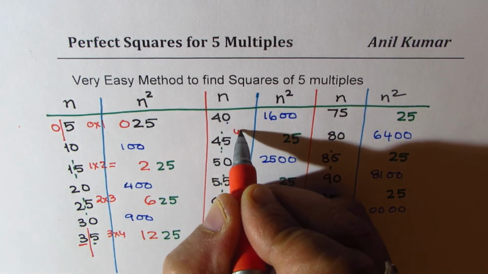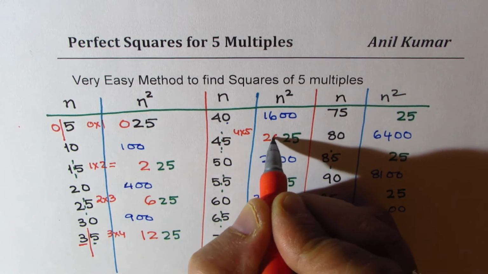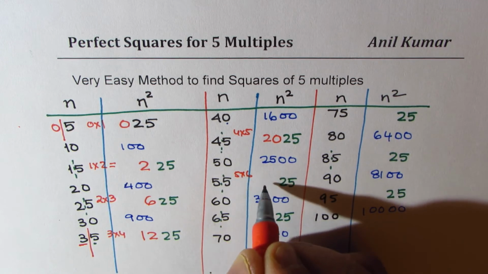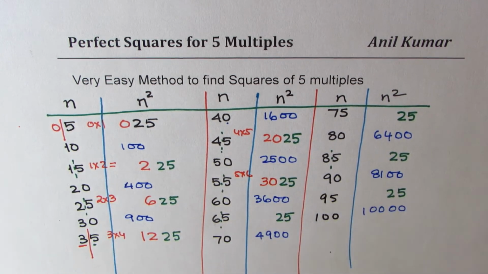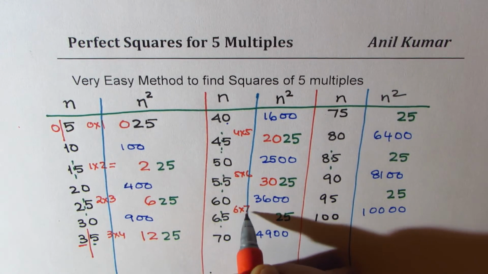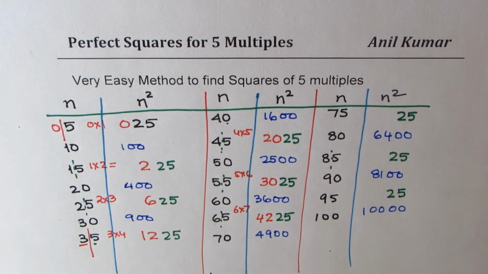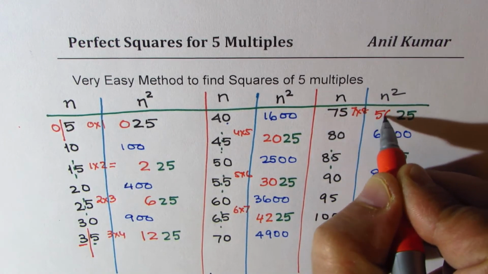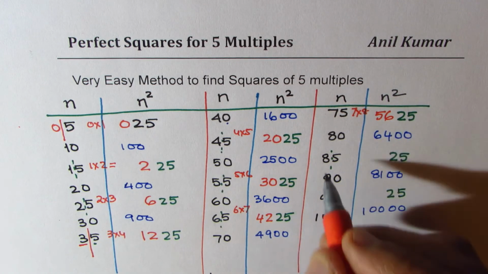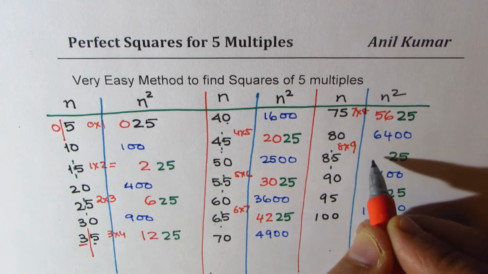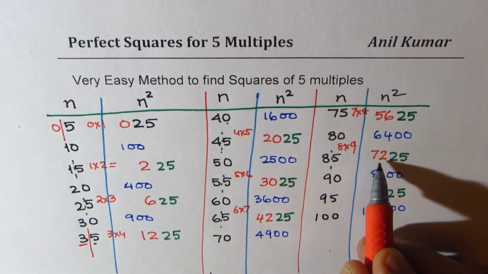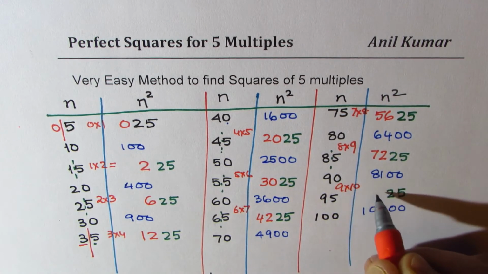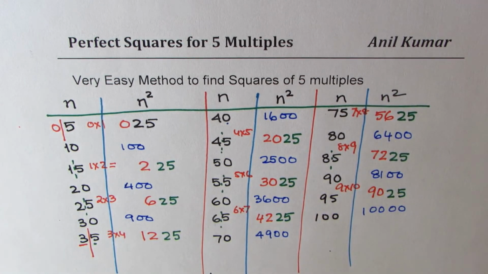For 4, what is 4 times 5? It is 20. So we get 20, 25. For 5, do 5 times 6. 5 times 6 is 30. So we get 30, 25. For 6, we'll do 6 times 7, which is 42. So we get 42, 25. For 7, we will do 7 times 8, which is 56. So we get 56, 25. For 8, we'll do 8 times 9, which is 72. So we get 72, 25. For 9, it is 9 times 10, which is 90. So we get 90, 25.